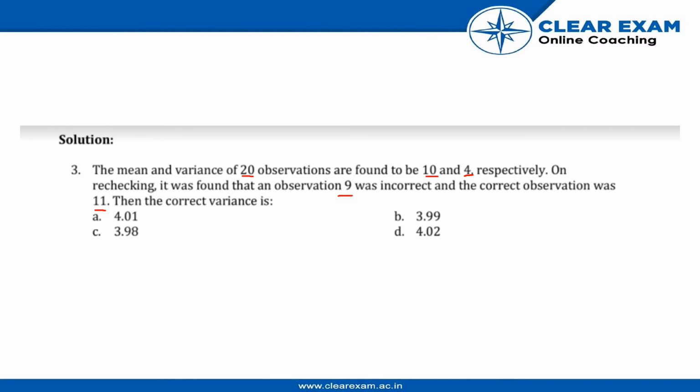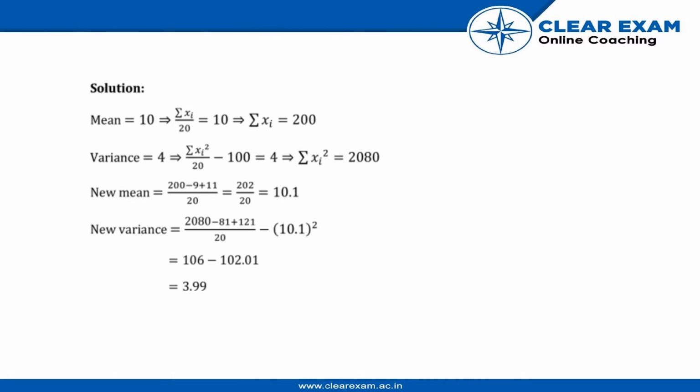The previous mean was 10. So putting the formula summation xi upon 20 gives you 10, or summation xi is 200. Then for the variance, we see summation of xi square upon 20 minus 100 is 4, or summation of xi square is 2080. Evaluating this, 100 goes over here and then is multiplied by 20.